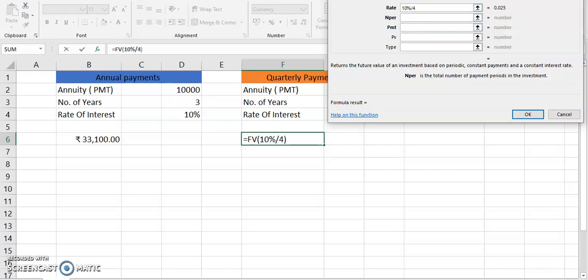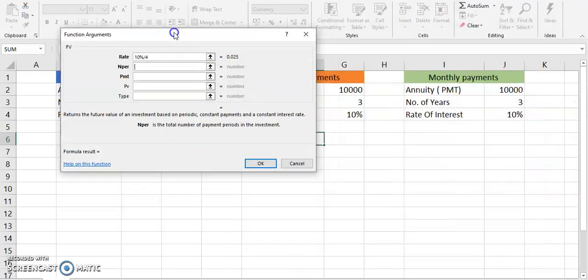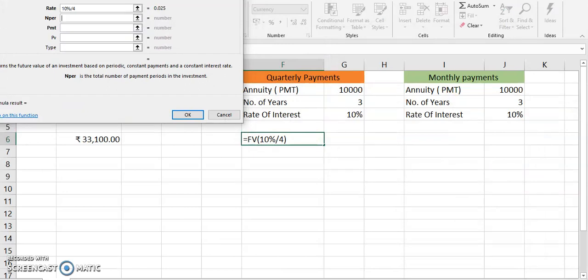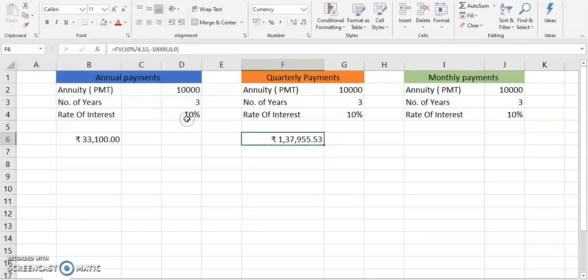NPER, how many total number of payments? In 1 year there are 4 payments because you are making payments quarterly, and for 3 years 12 payments. PMT 10,000, amount of annuity. PV is 0 because there is no single cash outflow. Type, we will say type 0 because payment is made at the end of the period. This is the future value at the end of the third year if the payment is made quarterly.